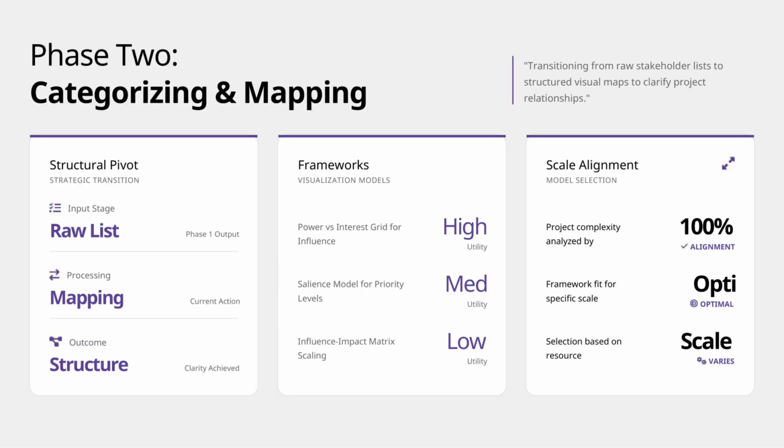Phase 2 moves raw stakeholder lists into structured maps through mapping, frameworks, and scale alignment. This slide explains how we convert initial lists into visual models like grids or salience diagrams to clarify relationships, prioritize attention, and select the right framework for the project's scale and resource constraints.